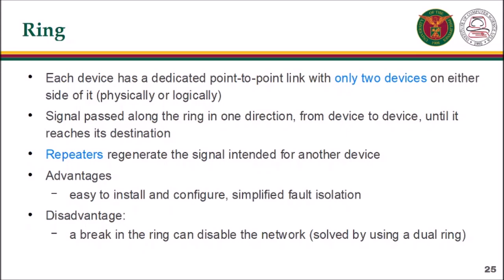A ring is relatively easy to install and reconfigure. Each device is linked to only its immediate neighbors. To add or delete a device requires changing only two connections. In addition, fault isolation is simplified.